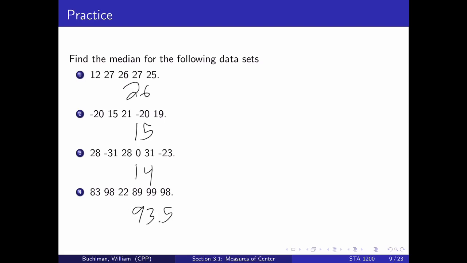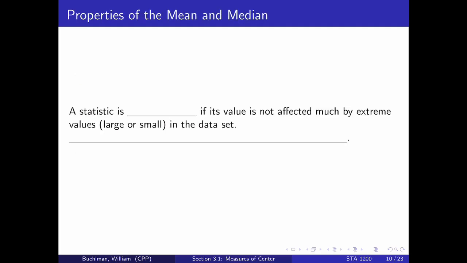So here are the answers to these 4 questions. The median for the first one is 26. The median for the second one is 15. The median for the third one is 14, and the median for the fourth one is 93.5. So hopefully you guys were able to get these and understand the difference between even and odd when calculating the median. Now we're going to look at some properties of the mean and median.